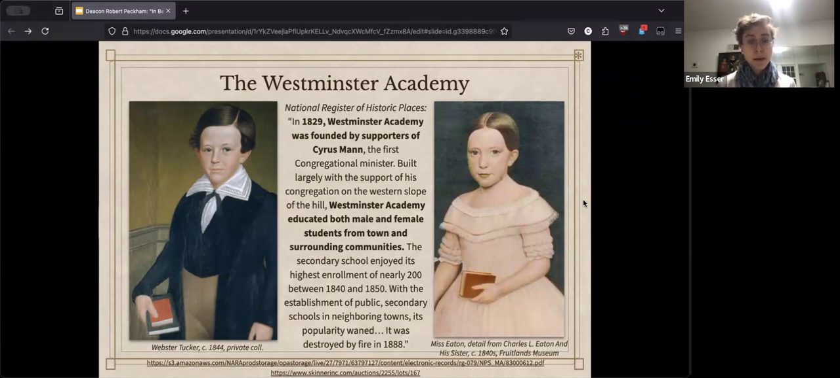that might have attended. The National Register of Historic Places noted in 1829, Westminster Academy was founded by supporters of Cyrus Mann, the first Congregational minister. We'll be hearing more about him. He was fairly significant. He worked together very closely with Peckham in a great number of things. It says, Westminster Academy educated both male and female students from town and surrounding communities. It's quite significant because we can find Peckham's own children, boys and girls, in these records.